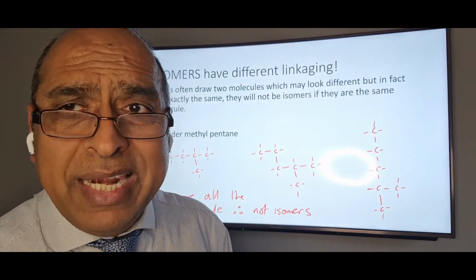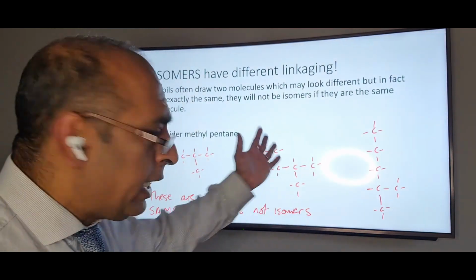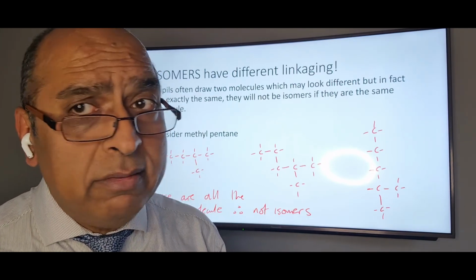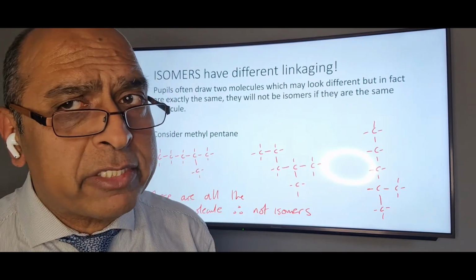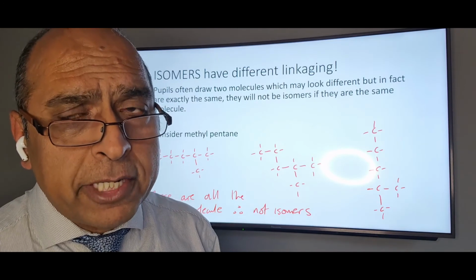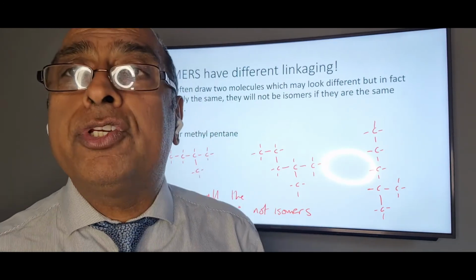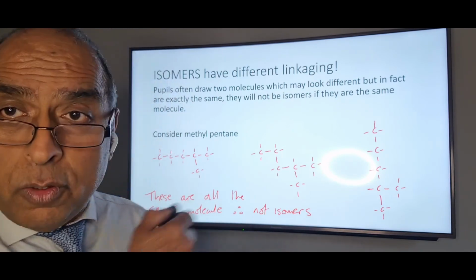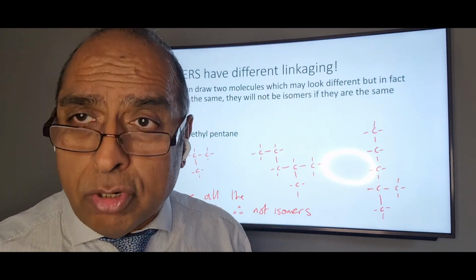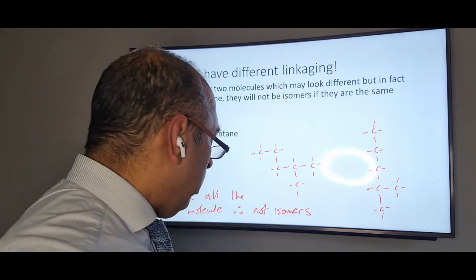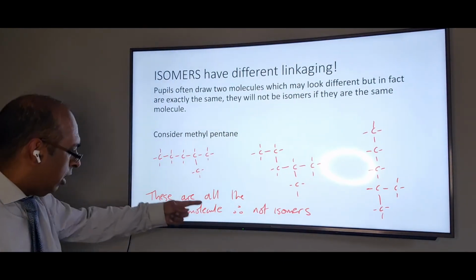Why? Because their linkaging is the same. If the linkaging does not change, then I'm sorry, you won't have isomers. You have to change the linkaging. Or the proper way to say it is, the structures have to be different. Those 3 on the board, the structures are the same. So isomers, the structures are different. These are all the same.